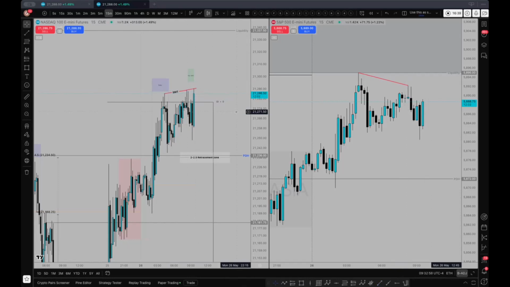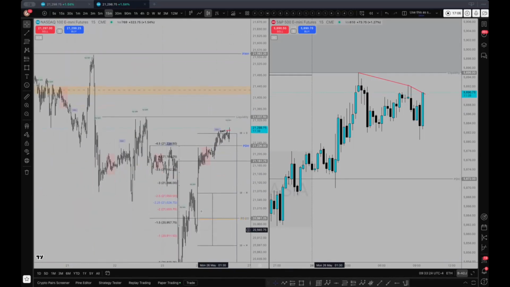There is SMT here currently, while here it is not. It has not taken the high as of yet. And this here is no longer the target. We'll have to find a new zone.